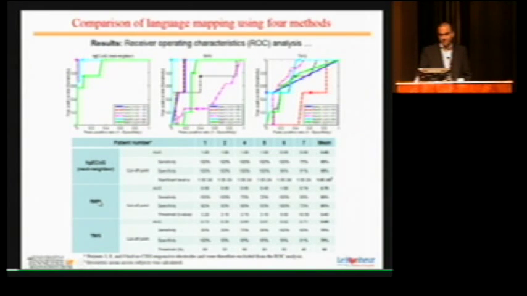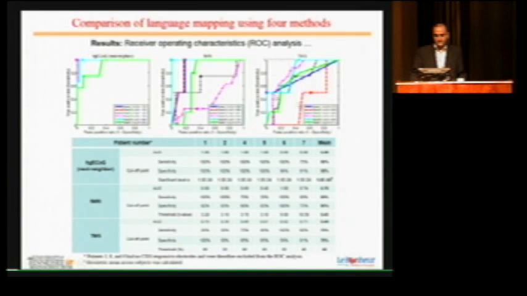So this is the summary of the ROC analysis. I think I don't have time to go into the details of the analysis. What I'm saying is that in the ROC analysis, whenever the curve for each specific patient is closer to the ideal point of 100% sensitivity and specificity, it means that this method is better. So we see that for high gamma ECoG, almost all the patients are close to the ideal point, fMRI is in the middle, and TMS is a little bit worse.